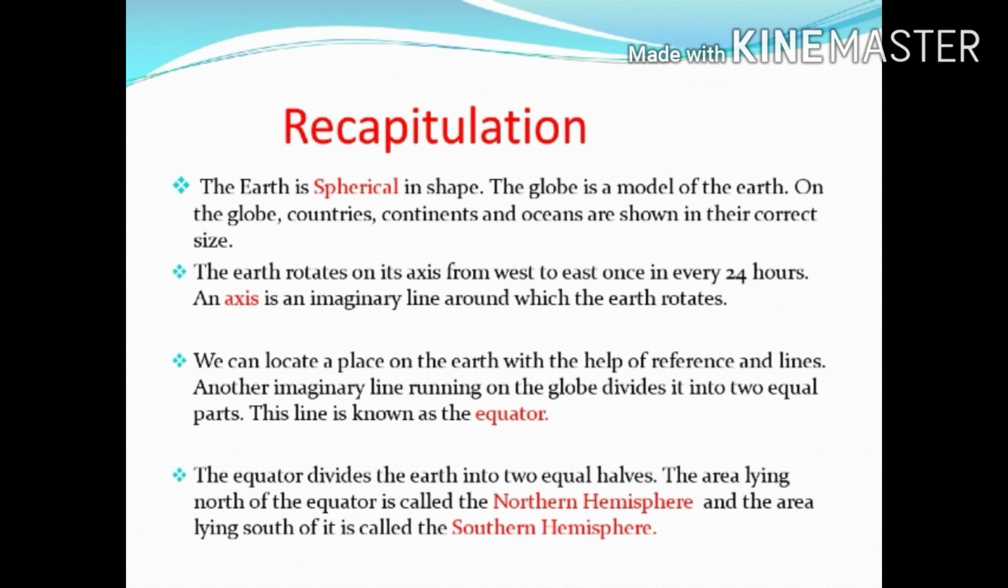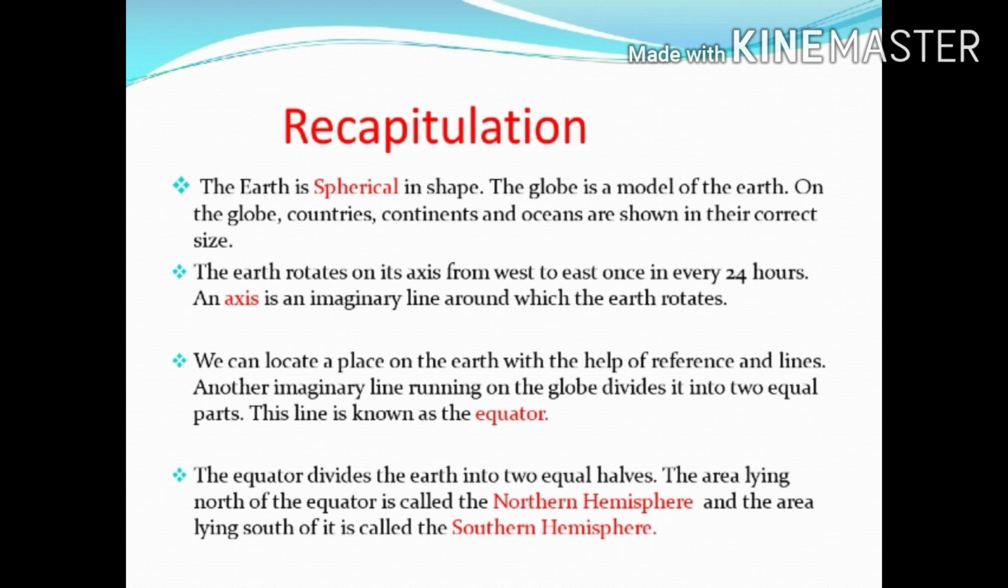Recapitulation of the lesson. The earth is spherical in shape. The globe is a model of the earth. On the globe, countries, continents, and oceans are shown in their correct size. The earth rotates on its axis from west to east once in every 24 hours. An axis is an imaginary line around which the earth rotates. We can locate a place on the earth with the help of reference lines.